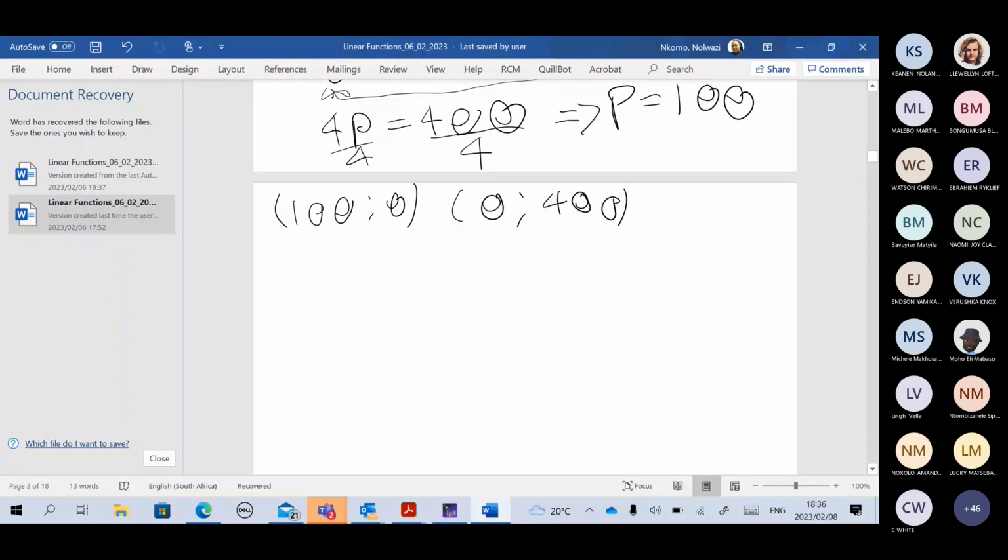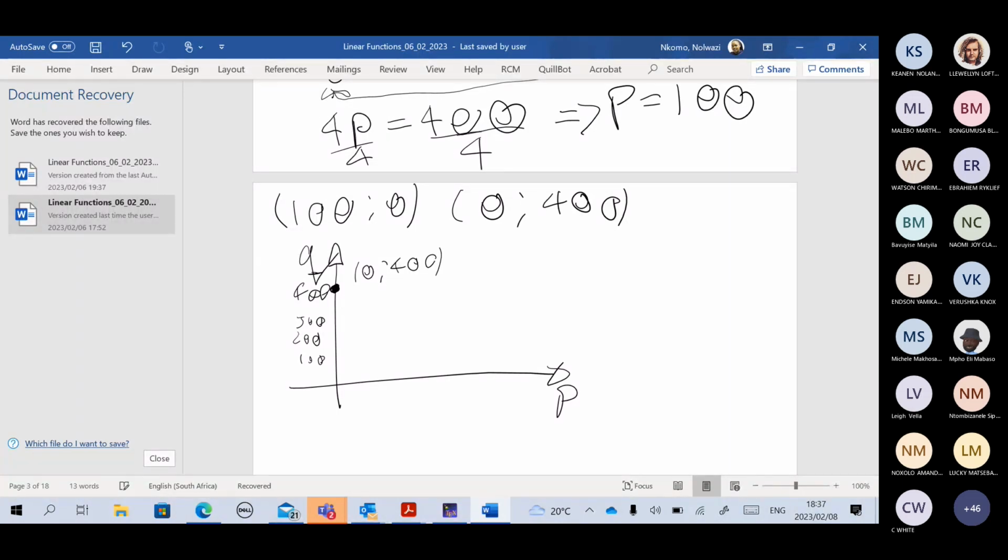Since we now have 2 points, we can plot our graph. And we said the vertical axis is the Q axis and the horizontal axis is the P axis. On the vertical axis, we have until 400. So we can have 100, 200, 300, and 400, which is this point, which is (0, 400), because at this point our P is 0, and our P is 0 on this axis, right?